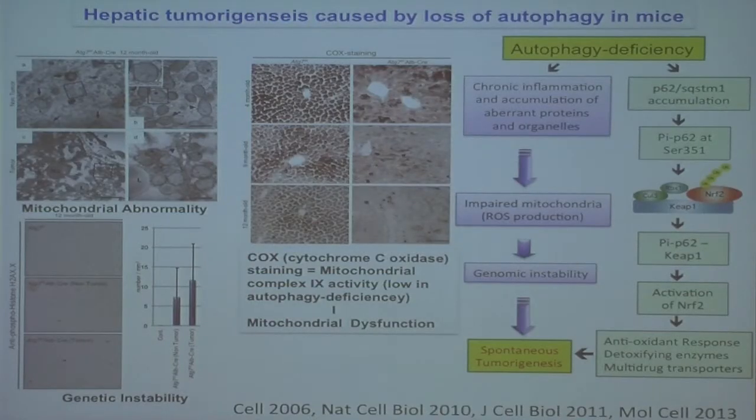I have no time to discuss the mechanisms, but we know that two pathways operate in tumorigenesis. One is the loss of mitochondria; functional analysis of mitochondria decreased greatly after autophagy deficiency. And also, the NRF antioxidant response system increases greatly. So this is one of the reasons for the phenotype, even in a rich condition.